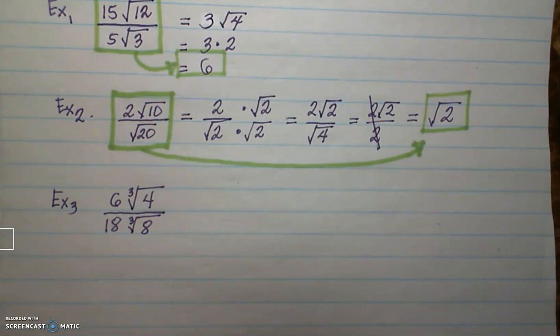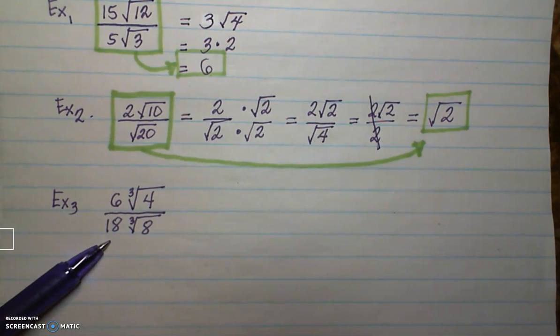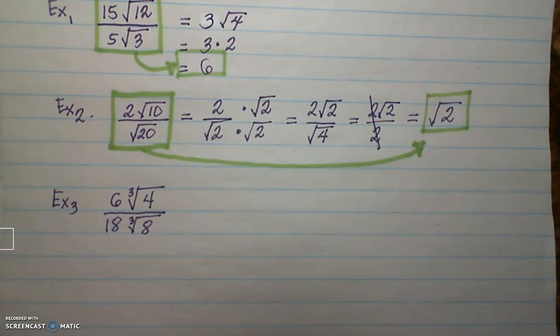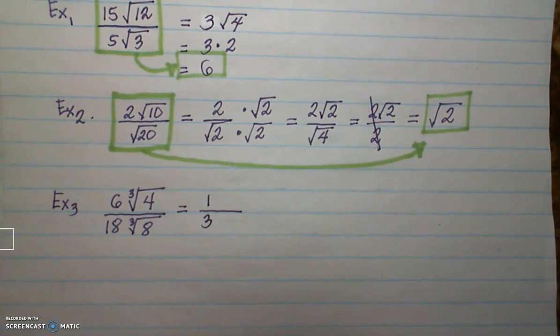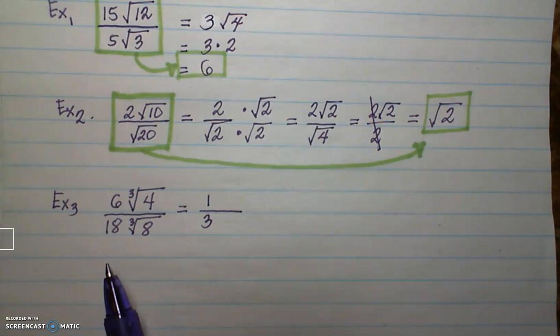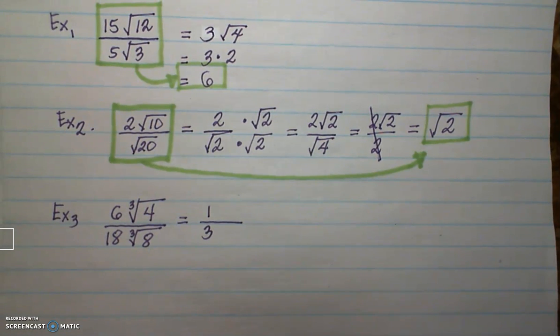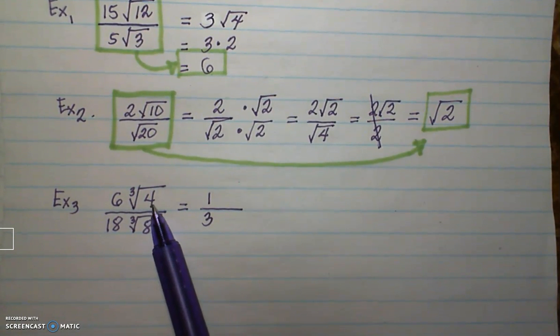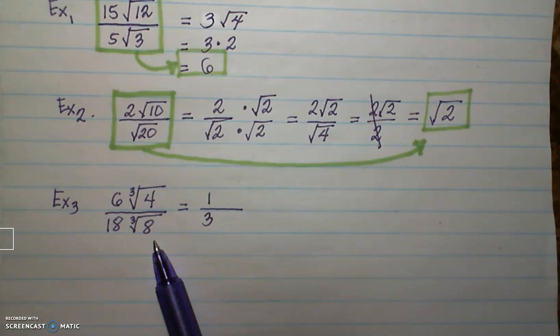All right, for our third and final example, we're going to work on 6 cube root of 4 over 18 cube root of 8. So let us begin. So what's going to happen here is we're going to simplify the coefficients, and 6 over 18 is 1/3. All right. So now that 1/3 is for the 6 over 18, and we're going to take a look at the cube root of 4 over cube root of 8. So by the quotient rule, we are going to just go ahead and simplify that, so that is going to also be a 1 over cube root of 2.